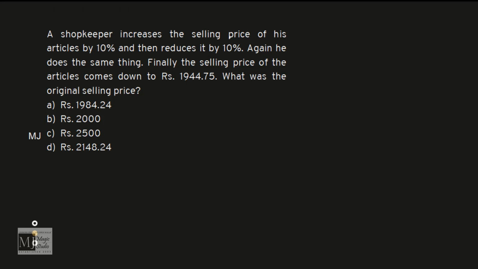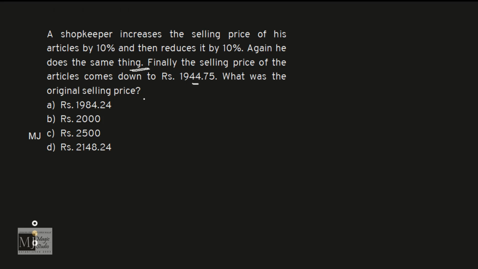A shopkeeper increases the selling price of his article by 10% and then reduces it by 10%. Again he does the same thing, meaning the same round of increasing the price by 10% and then decreasing it by 10%. Finally, the selling price of the article comes down to this much. What was the original selling price?